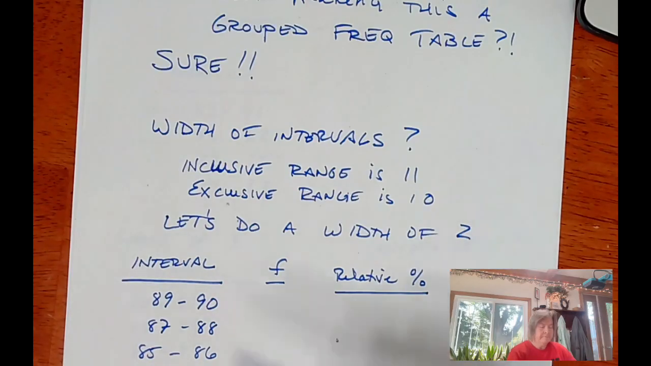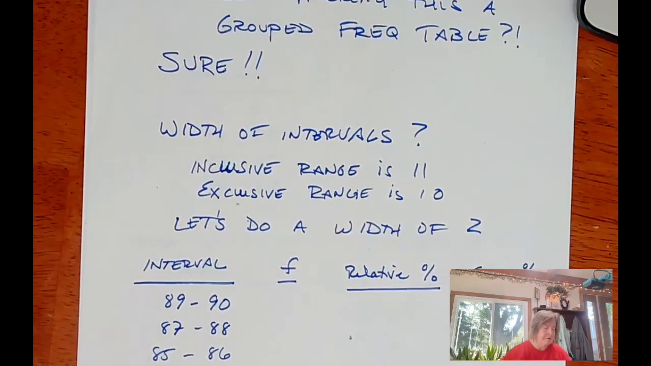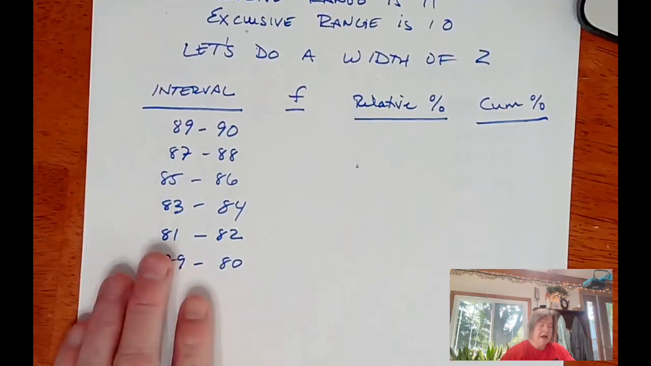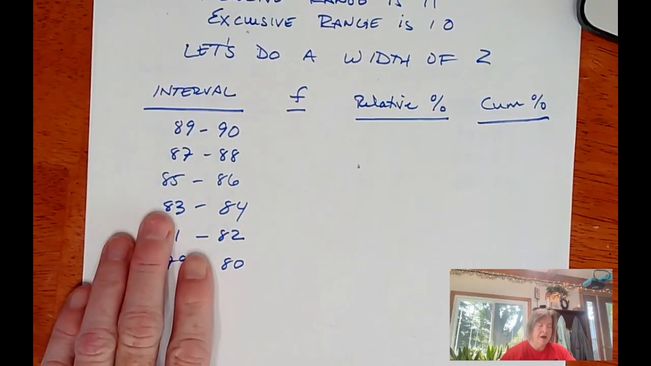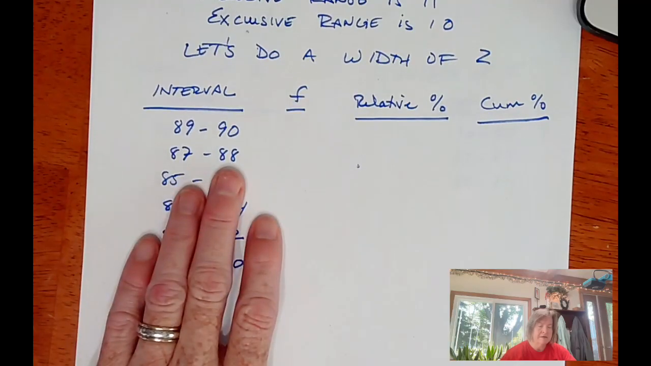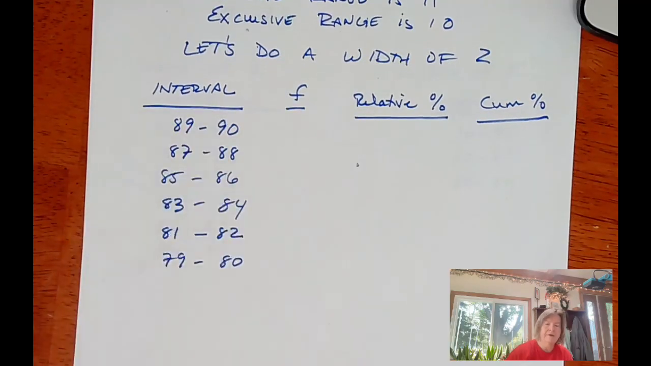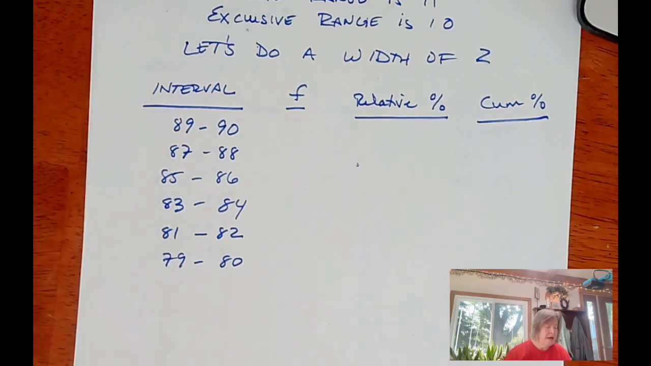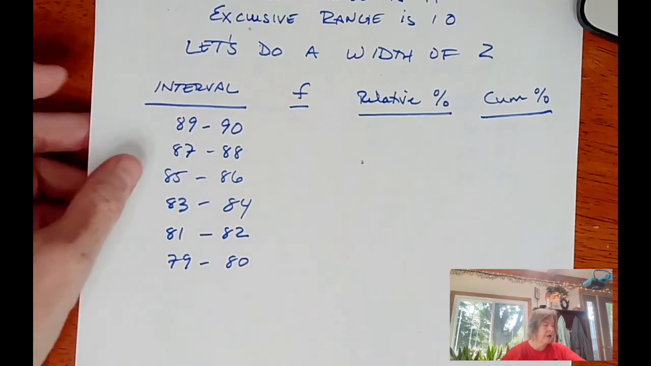Exclusive range is 10. So let's say, what if we start with a width of 2? All right, start at the bottom. So we would go 79 to 80, 81, 82, 83, 84, 85, 86, 87, 88, 89, 90. Okay, so that gives us 1, 2, 3, 4, 5, 6 intervals. That's nice. It's good. But there's a lot of odd numbers here, and I don't know, it doesn't appeal to me so much.